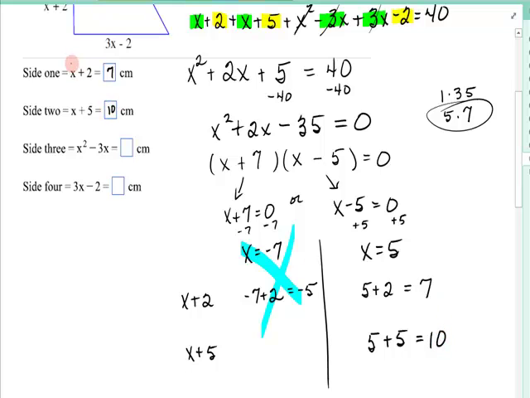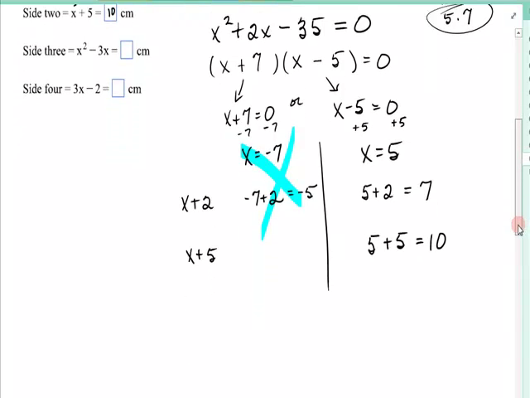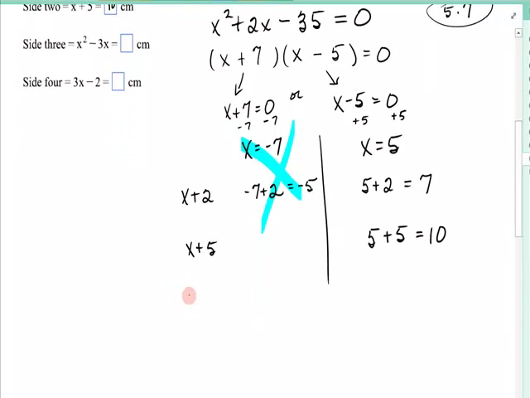So remember, for this one I put in 5, I got 7. For this I put in 5, I got 10. For this one, I'm going to put 5 in 2 different places. I'm supposed to figure out x squared minus 3x. So that's going to be 5 squared minus 3 times 5. That's 25 minus 15, which is another 10.